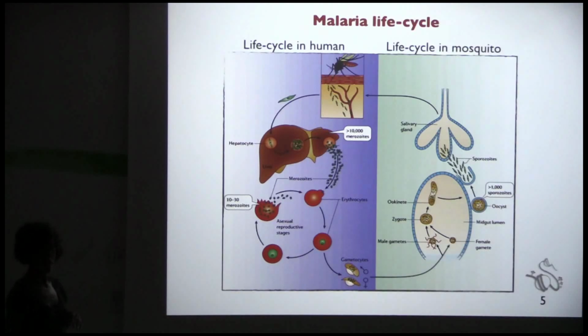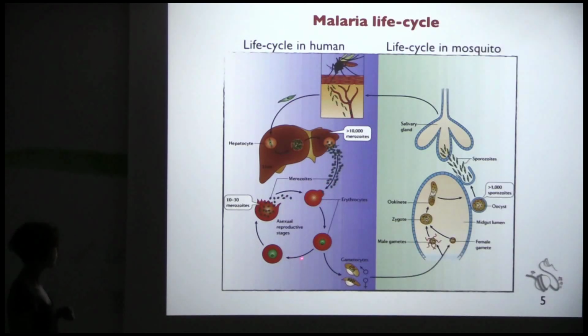So this is the malaria life cycle. A mosquito that is infected with the disease will inject these guys that are the sporozoites, one of the transmissible stages. These sporozoites go to the liver and infect liver cells. They undergo a number of replications, asexually, and release this other form called merozoites to the bloodstream. In the bloodstream, these merozoites infect red blood cells.